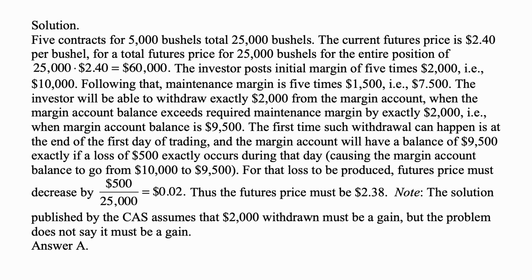I may comment that the solution published by the Casualty Actuarial Society assumes that the 2,000 withdrawn must come from a gain, but the problem doesn't say that, so in my humble opinion, this is the way it should be approached, and that's answer A.